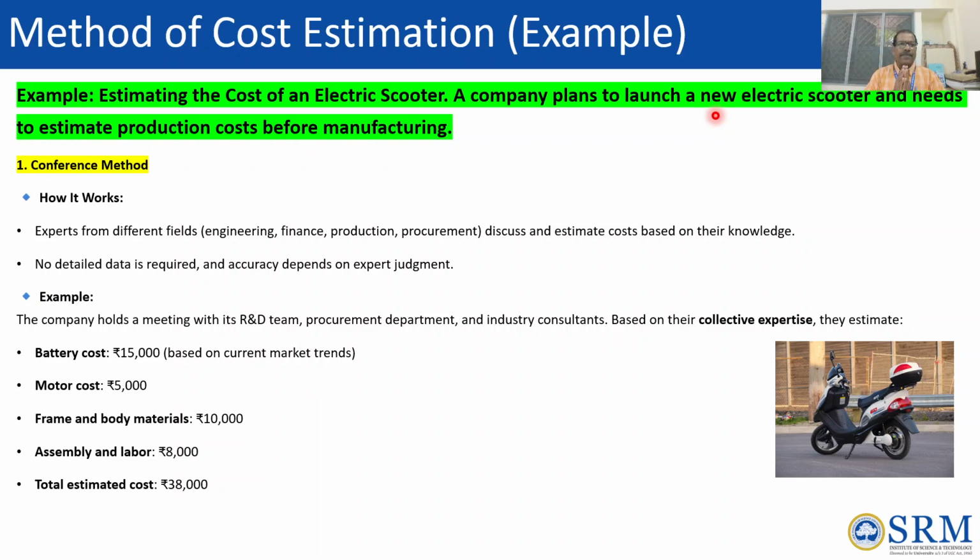This is what they get at the end of the conference method. It's a rough number. Accuracy depends on the judgment of the experts. Okay, so this is the conference method.